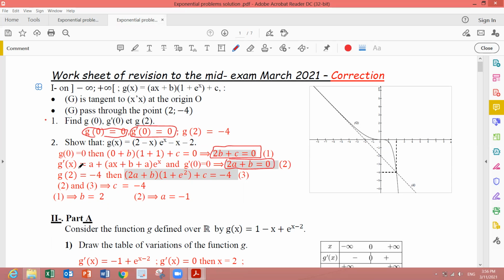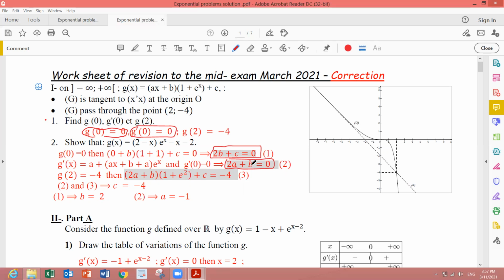The third equation, g of 2 equal 4 means 2a plus b times 1 plus e squared plus c equal minus 4.